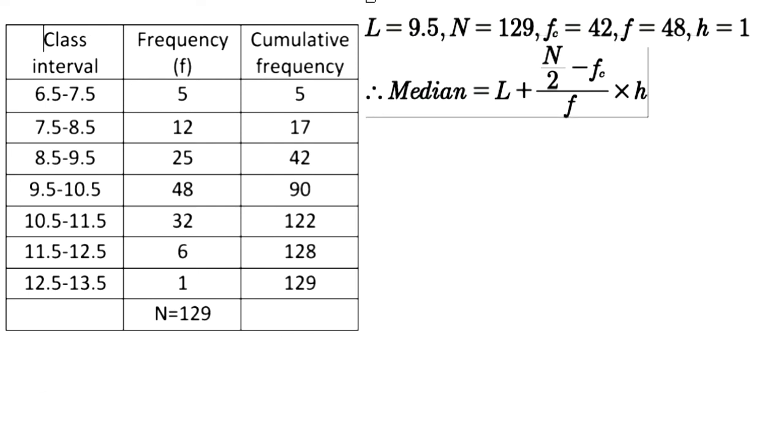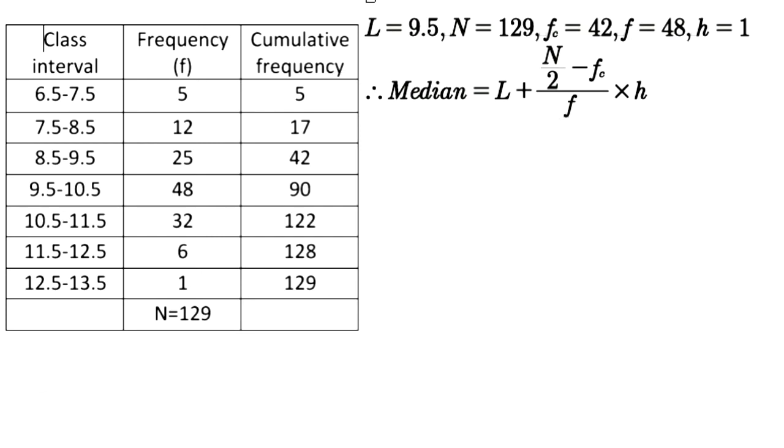F equal to the frequency of the median class. Now the frequency of the median class is 48. Therefore, F equal to 48. H value equal to 1. Now H equal to the length of the class interval. So we can find the class interval by subtracting the lower limit from the upper limit. Upper limit value equal to 10.5, lower limit value equal to 9.5. Now 10.5 minus 9.5 equal to 1. Therefore H equal to 1. Now we have all the values for the formula.